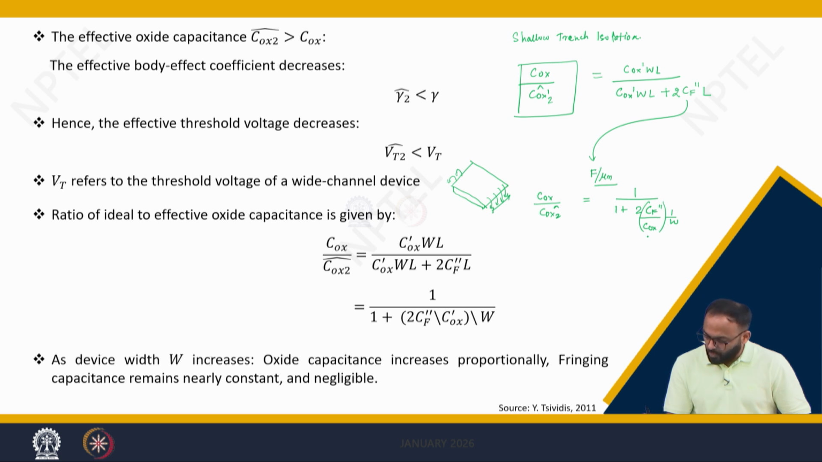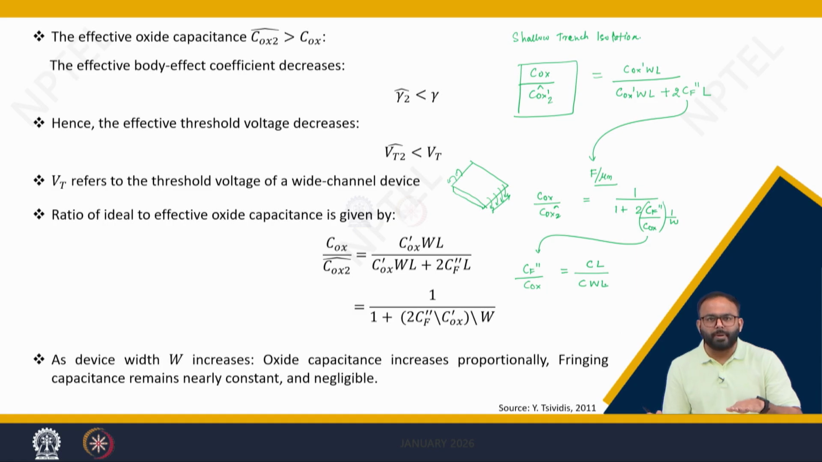Now, if I find the ratio of fringe capacitance per oxide capacitance, consider there is a capacitance C into L divided by C into W into L, right. The overall capacitance considered is C. So ultimately you will find the ratio is inversely proportional to W, meaning what?